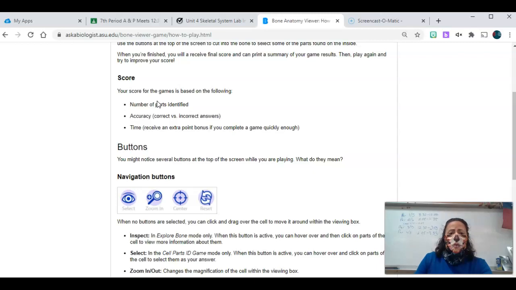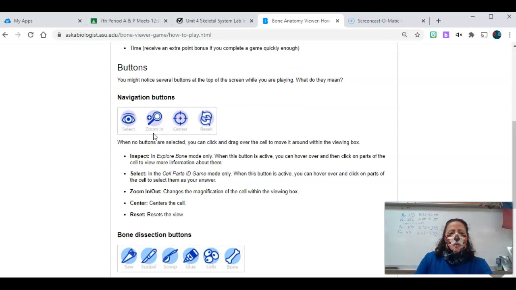The score is based on the number of parts that you identified, correct versus incorrect answers. So if you just clicked a lot randomly, then your score is going to go down, even if you eventually click on the right answer, because your accuracy is down. And then time. You receive extra points if you go through it quicker. These are the buttons that we're going to see when we navigate through the game. There's select or inspect, depending on whether you're doing the explore or the identification. The zoom in, of course, allows you to zoom in. And once you're zoomed in, you click it so you can zoom out.